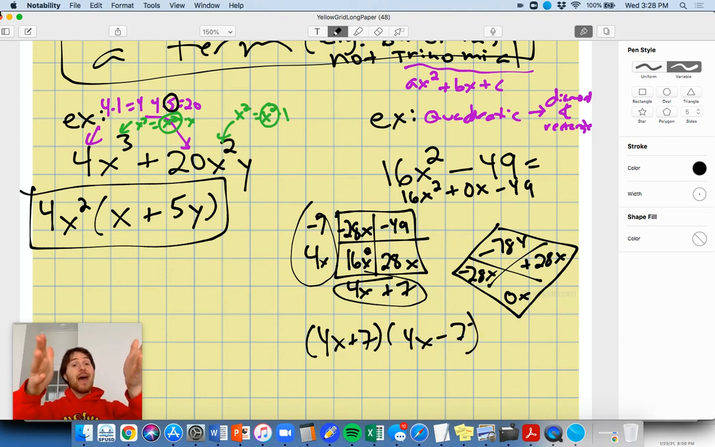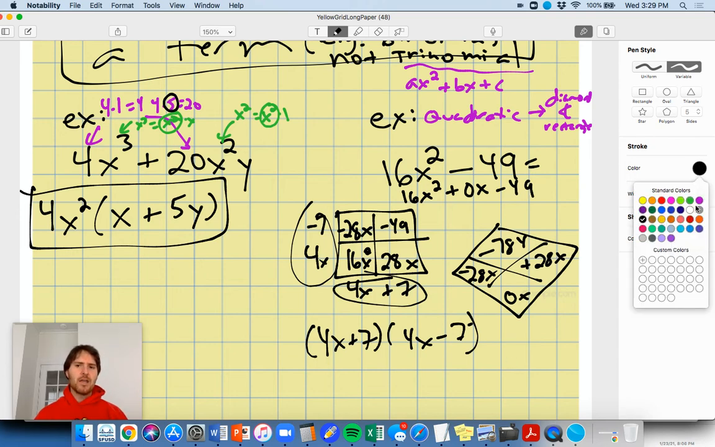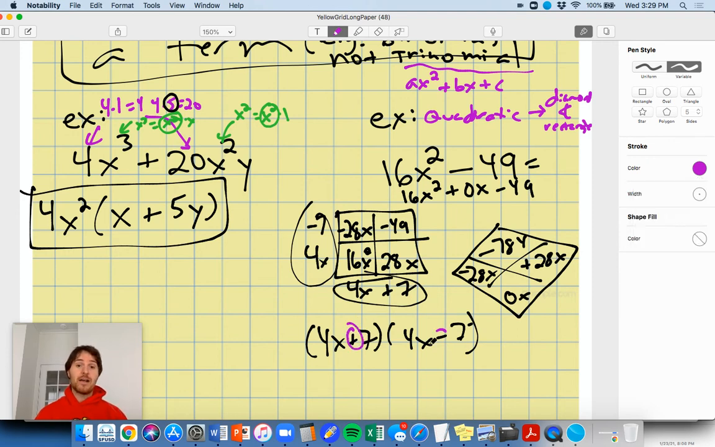So that's that pattern that was described near the end of class. I think Theodore described it. The factors are actually the same, but one is positive and one is negative, well, the constant term. Opposite. And what do we notice here? 7 times negative 7 equals negative 49. 4x times 4x equals 16x squared.